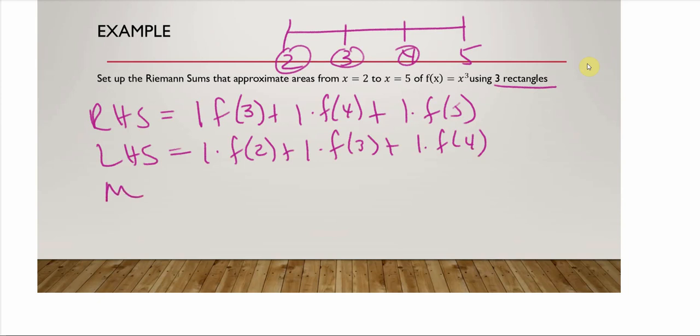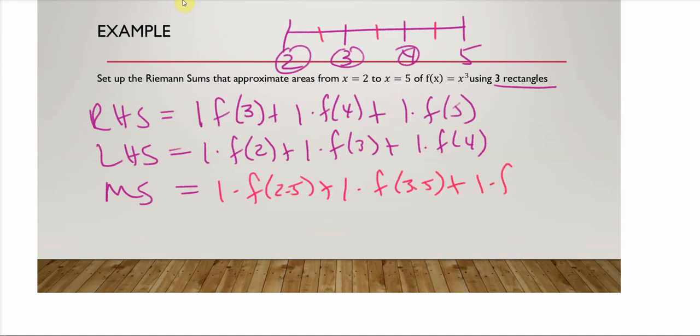The midpoint sums are going to be determined by the guy in the middle. So the guys in the middle here are going to be that guy and that guy. It's going to be 1 times f of 2.5 plus 1 times f of 3.5 plus 1 times f of 4.5. Alright, let's continue.